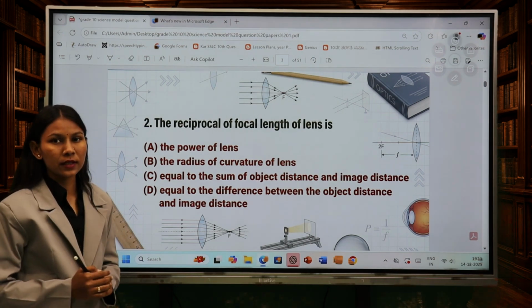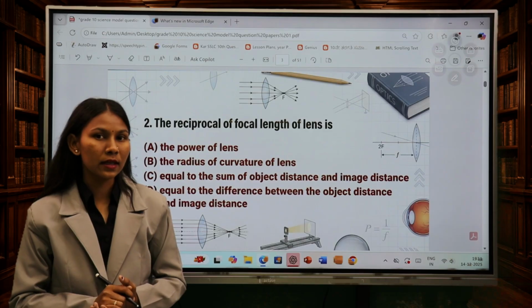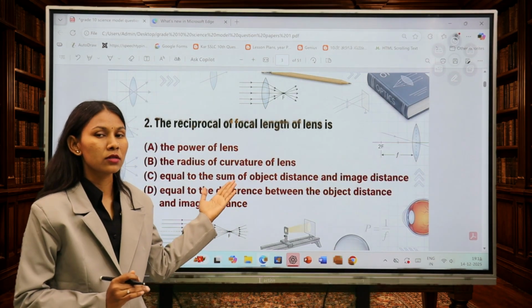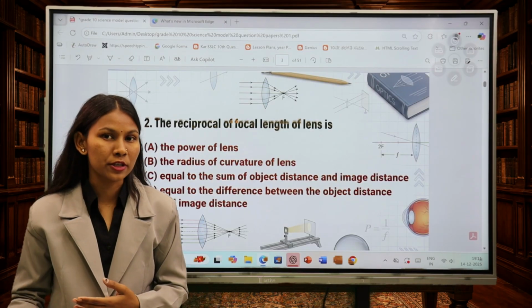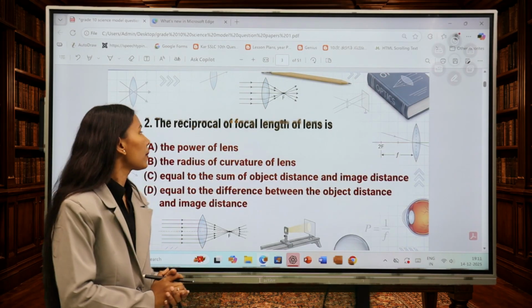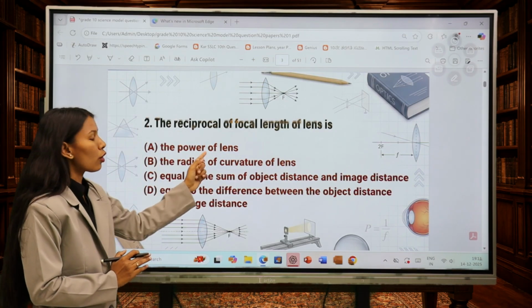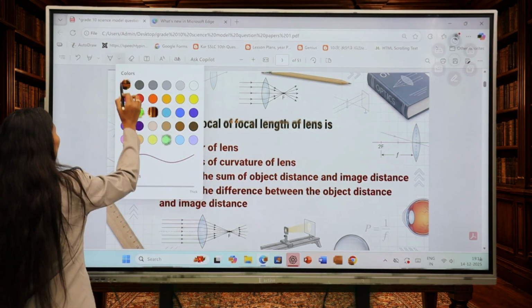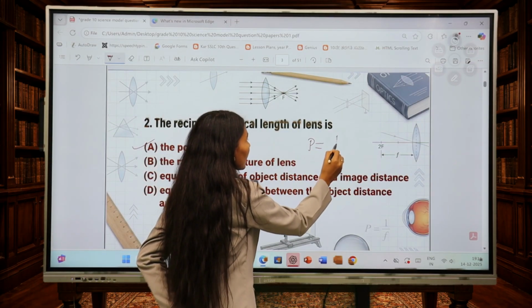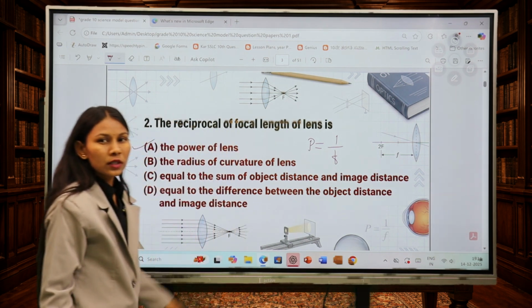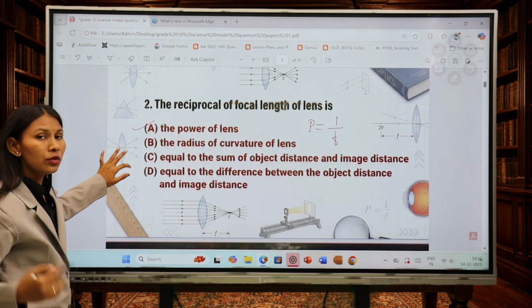The next question is: the reciprocal of focal length of a lens is. This particular concept is studied in the lesson named light reflection and refraction. So the reciprocal of focal length of a lens will be the power of the lens. Understood? The power of the lens. There is an equation for this: P equals 1 upon f. So this is the answer. Let's go to the next question.